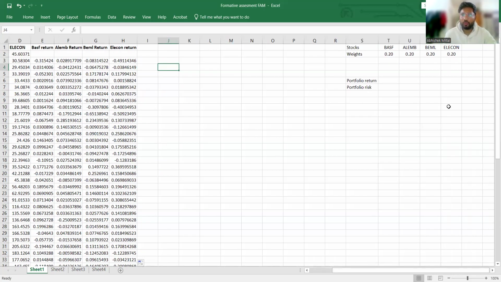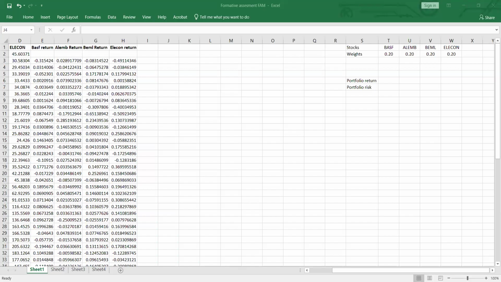Now this is the stock and this is the weight. What is the weight of my portfolio? I need the portfolio return and portfolio risk, so now we will calculate the portfolio return and portfolio risk.